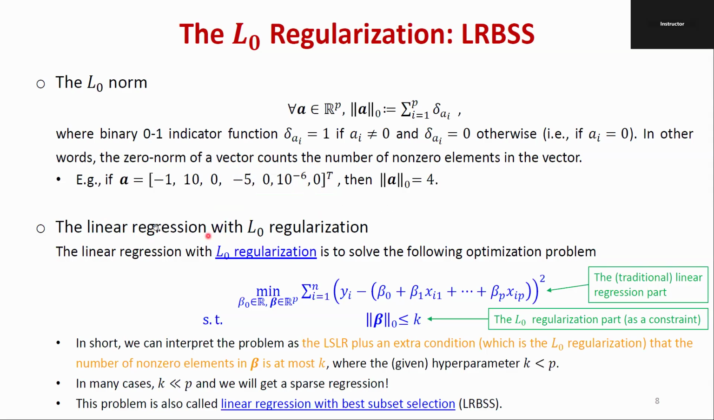Okay, then let's consider the model of linear regression with L0 regularization. First, the objective function here. You can see it is actually nothing but our linear regression, the OLS model. However, it does have a constraint, which is that the beta zero norm is less than or equal to k, where this k is a hyperparameter. This k, of course, should be less than p. Otherwise, it's kind of meaningless.